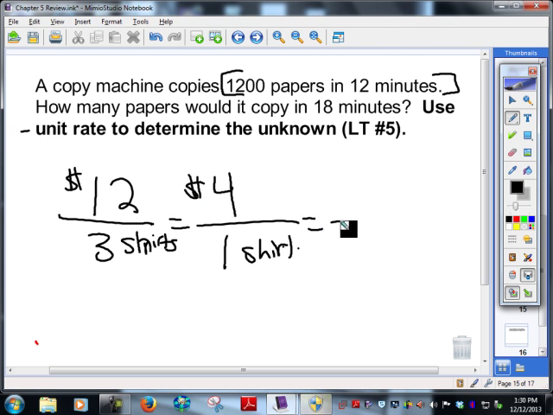Now, how many did I say I wanted to buy? 5, right? What am I doing to go from 1 shirt to 5 shirts? Times 5. Times 5 is $20. Now, look what we just did. We just worked through this entire problem, right?